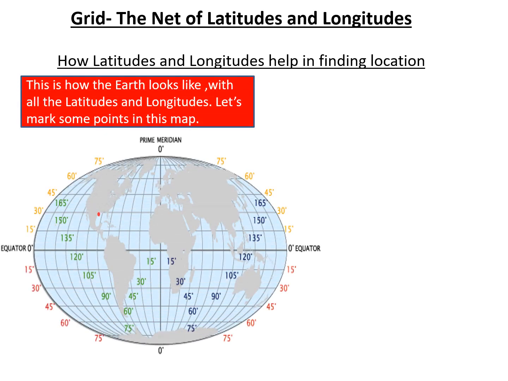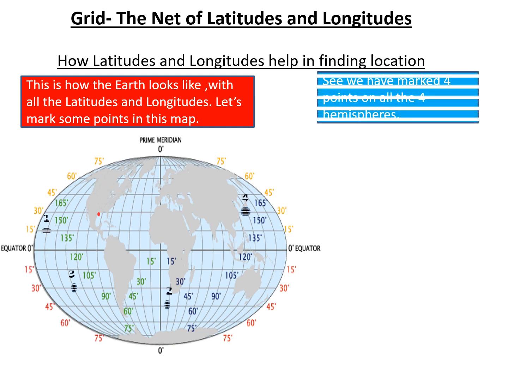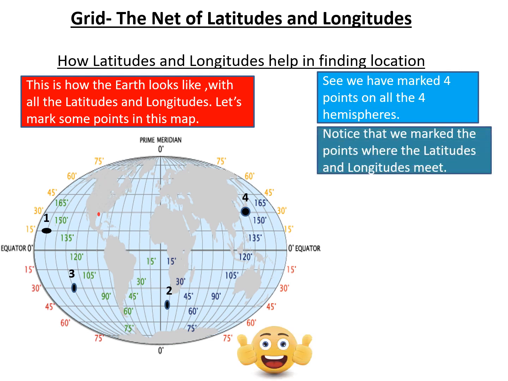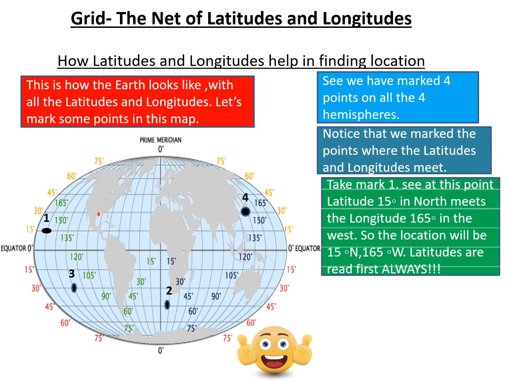What is a grid? The net of latitudes and longitudes on the earth. See the picture? This is how our earth looks like with all the latitudes and longitudes in it. Now, how does latitudes and longitudes help in finding location? Just read the boxes. We have marked 4 points on all the 4 hemispheres, and we have put these marks where the latitude meets the longitude.